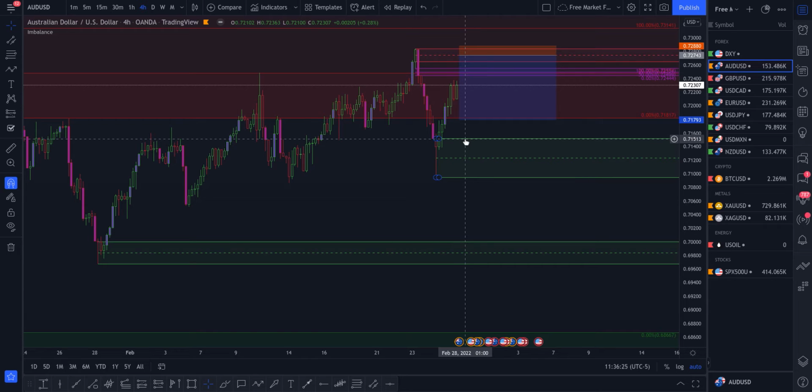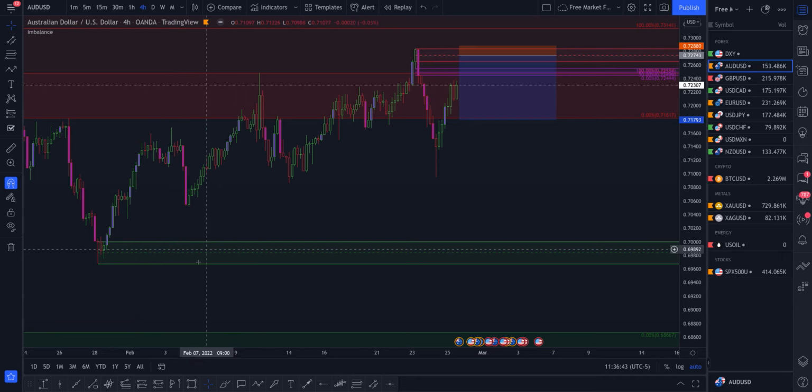Now again, just because a zone has been mitigated, that does not necessarily mean that the zone will not hold up. However, on a probability case, if a zone has not been mitigated, you have a better chance of catching a trade from that zone. And so that's why I'm looking here.